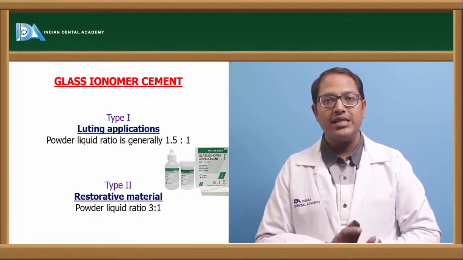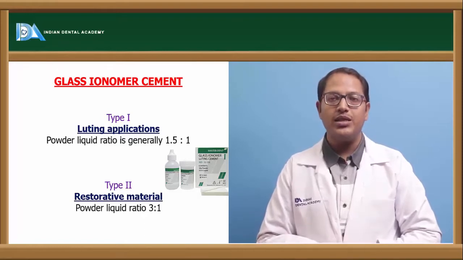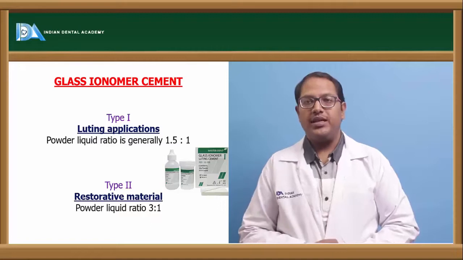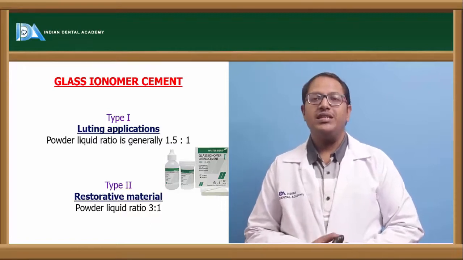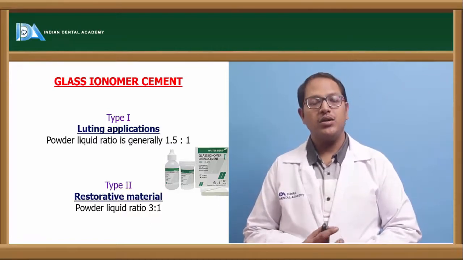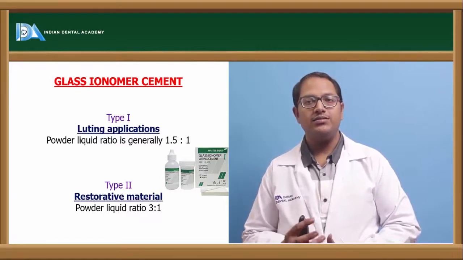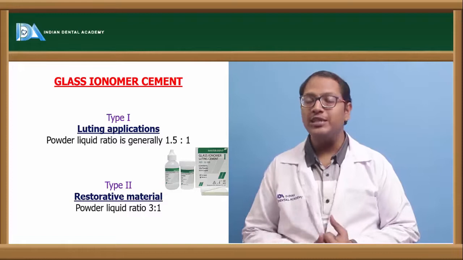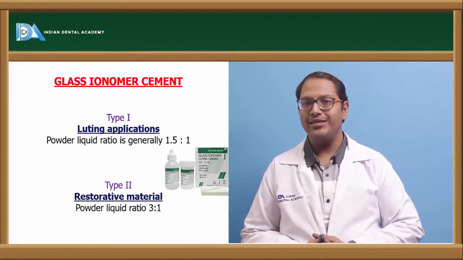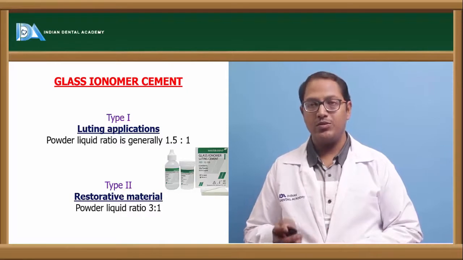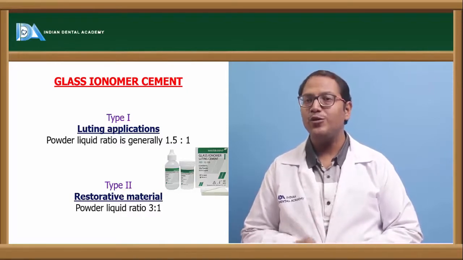Coming to the next important boom in dentistry, that is glass ionomer cement. Glass ionomer cement, which came up very recently in dentistry, is also known as polyalkenoic acid. This is a very important cement as far as luting agents are concerned. And why is that so? We will come across it very soon. That is because of the most important ingredient in it, that is fluoride.